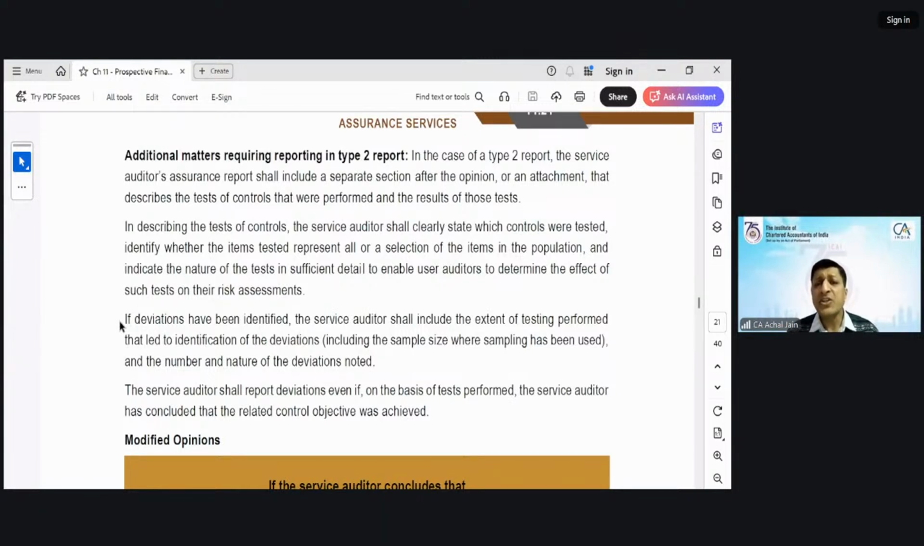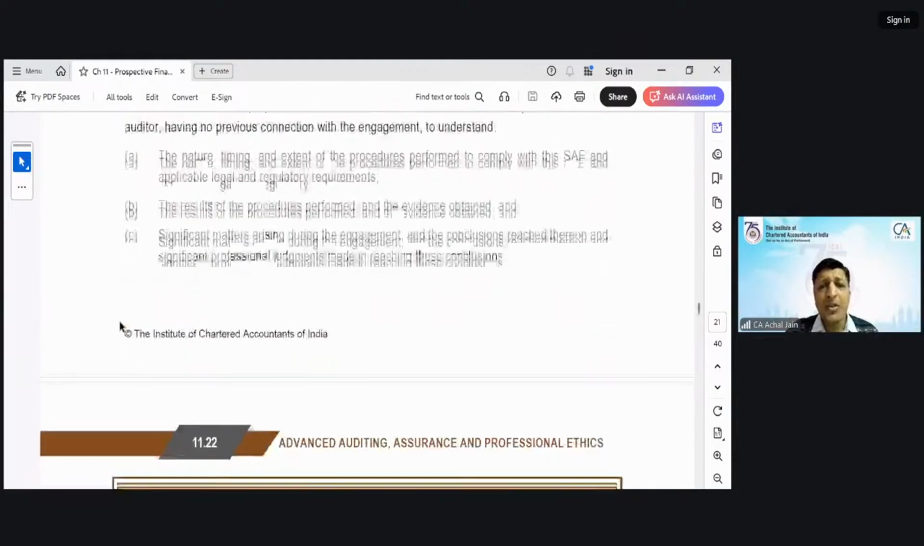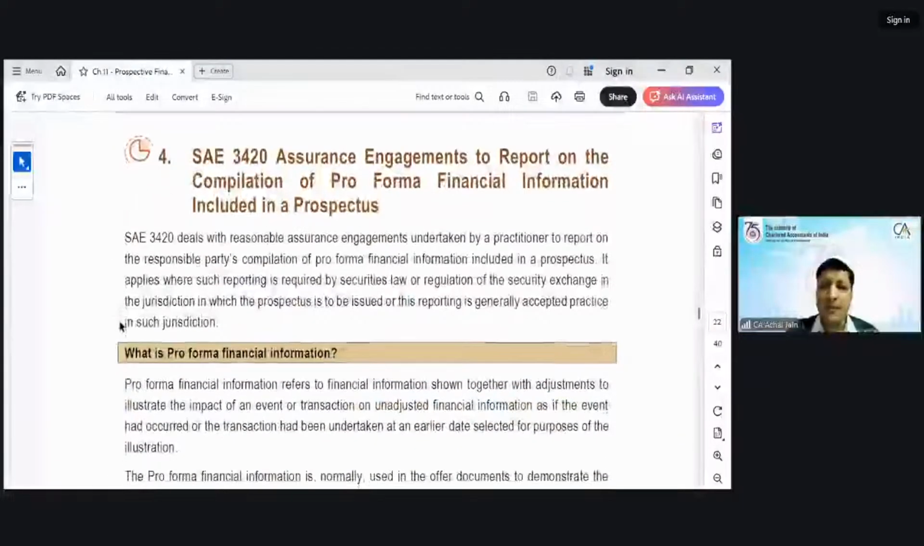A separate section after the opinion that describes the tests of controls that were performed and the results of those tests. Now, in this case, service auditor will comment about the controls that were tested, identify whether the items tested represent all or selection of items in the population, and indicate nature of tests in sufficient detail. If there are deviations, extent of testing that led to identification of deviations. All sort of things. If at all there is a modification, then that modification is also required to be captured over here.